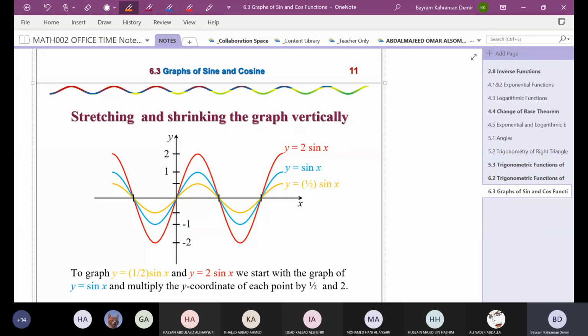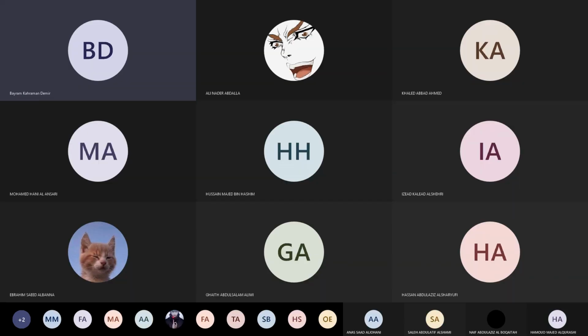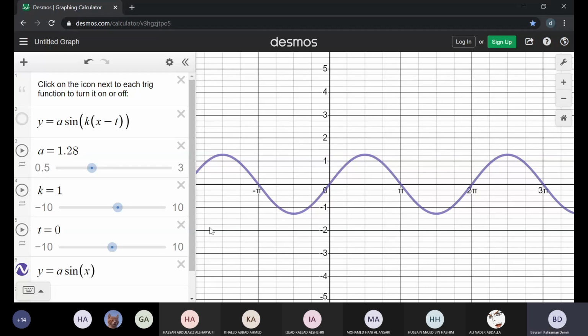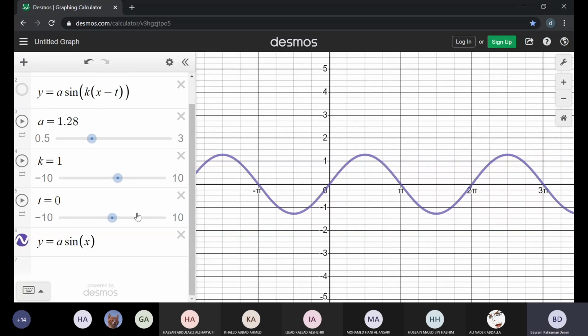So I would like you to look at a graph program on the internet, everybody. Let's just change my screen to another graph program so that we can see what's happening in the graph. Everybody, this is a basic sine function.